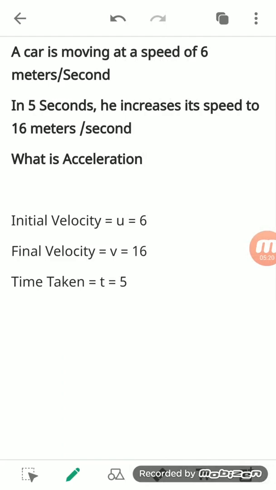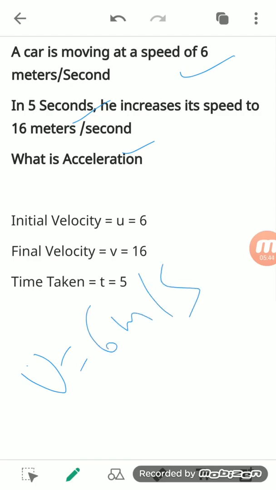Now we will take another example here. It is very similar to the first one: a car is moving at a speed of 6 meter per second, and in 5 seconds it increases the speed to 60 meter per second. What is the acceleration? So at first the car was moving at a speed of 6 meter per second, so the initial velocity is 6 meter per second. It is already in meter per second, so we don't have to convert it. And it increases its speed to 16 meter per second.